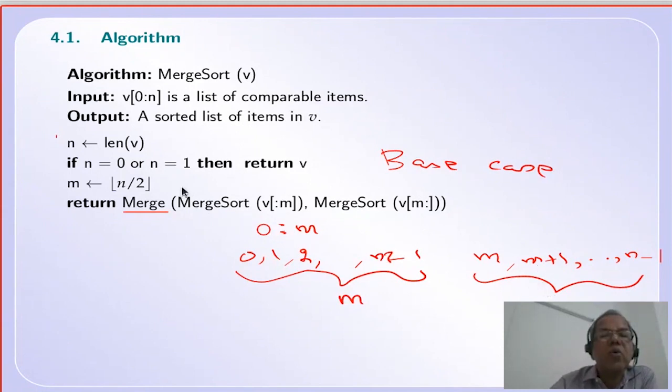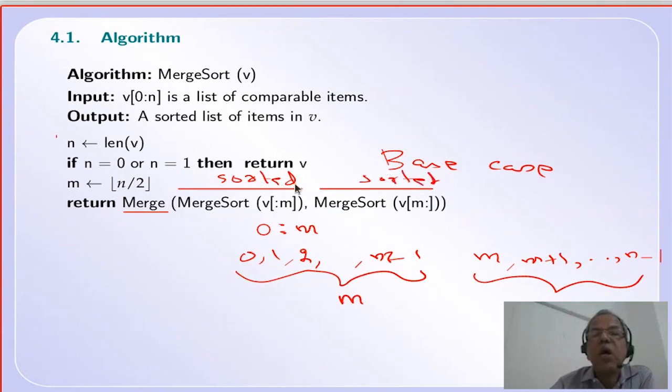So do merge sort of the first half. This is sorted. Do the merge sort of the second half. This is also sorted. If we have two sorted lists, we can merge them into a new sorted list using merge. That's a very simple algorithm.